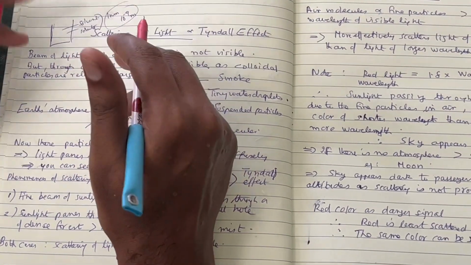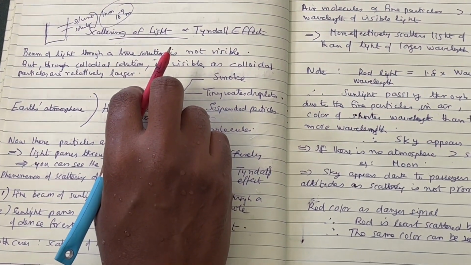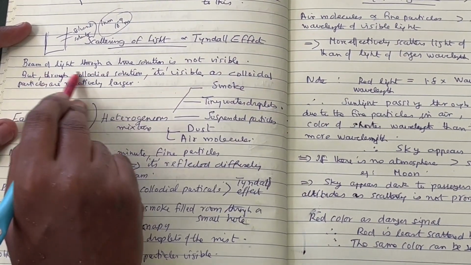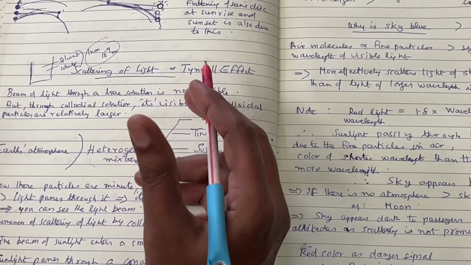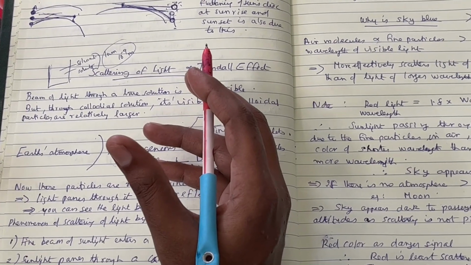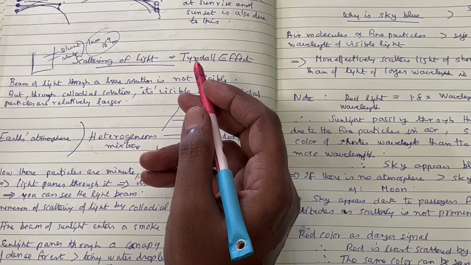So obviously it's a homogeneous mixture. For example, sugar which is dissolved in water can be considered a true solution. So in such a solution, if a beam of light is passed through it, you will not be able to see it because the light is not getting scattered by the particles inside the solution.